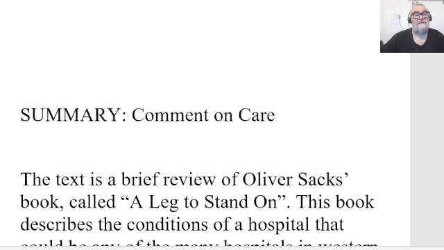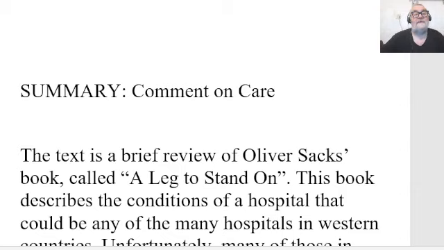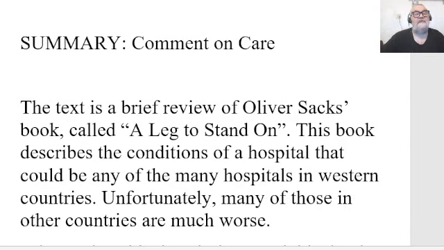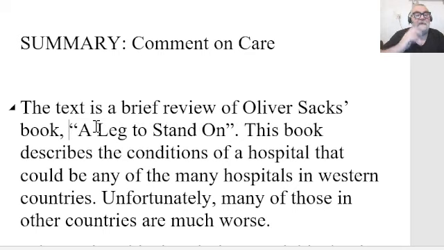And here is the summary. Comment on care. Good, nice title. The text is a brief review of Oliver Sacks' book called A Leg to Stand On. I think I would just lose this word "called"; I just don't think it's necessary. The text is a brief review of Oliver Sacks' book, A Leg to Stand On.